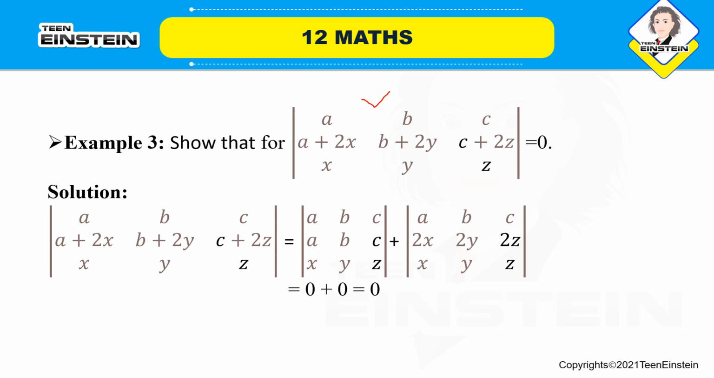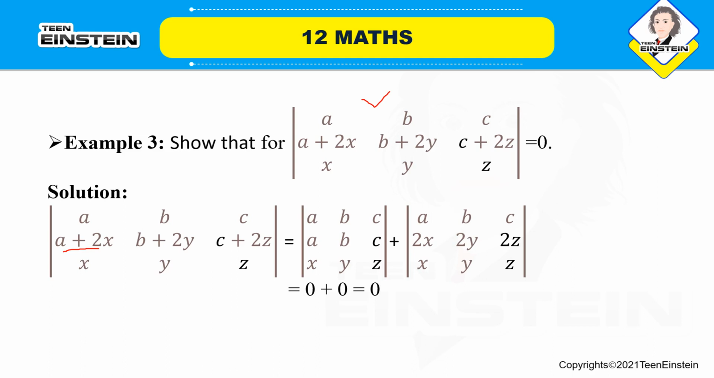So consider the given determinant a, b, c, a plus 2x, b plus 2y, c plus 2z, x, y, z. Using the above property, all the elements in the second row are expressed as a sum of two terms. So I can express this determinant as a sum of two determinants.